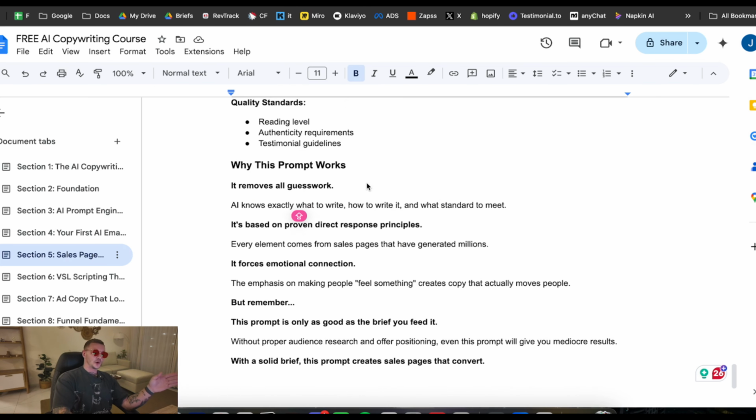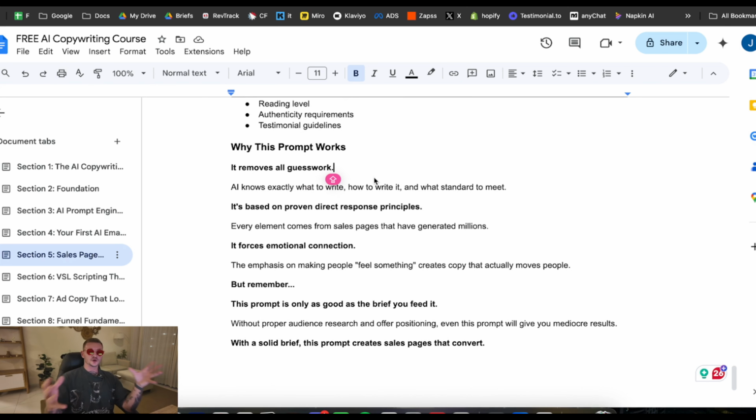So why does this work? It removes all the guesswork. We're not just saying write a sales page, because then AI can write it however it wants. I want it to follow a specific formula. AI knows exactly what to write, who to write for, how to write it, what standard to meet.